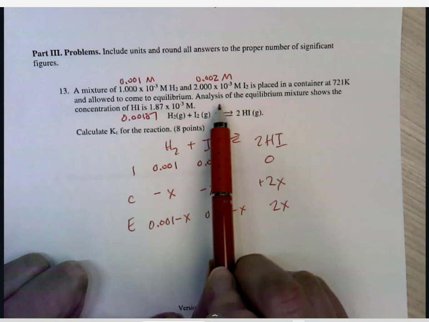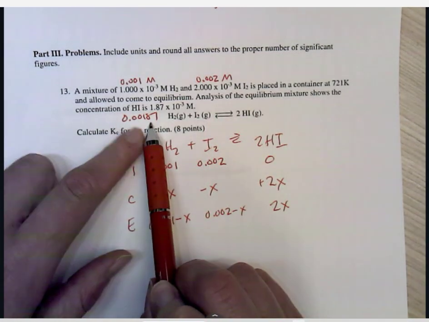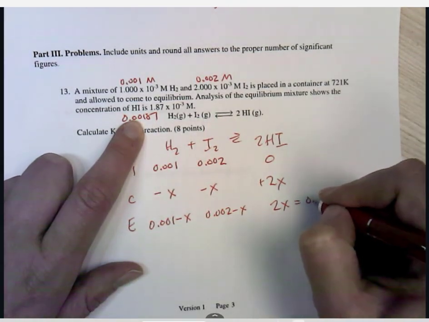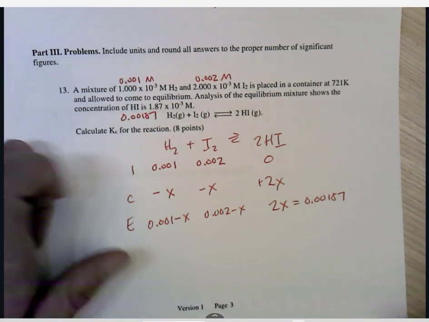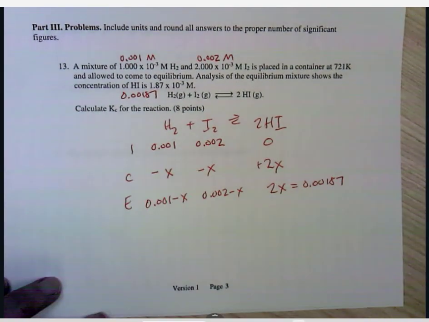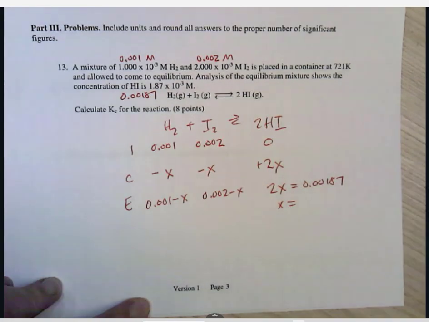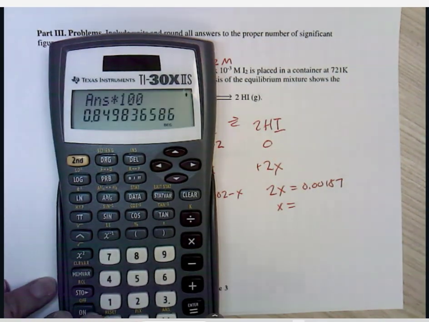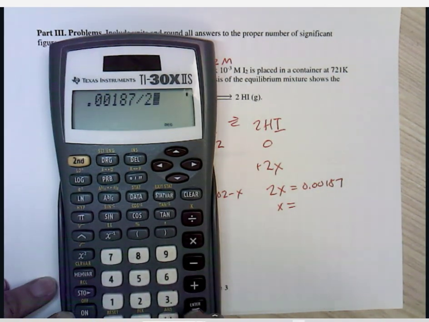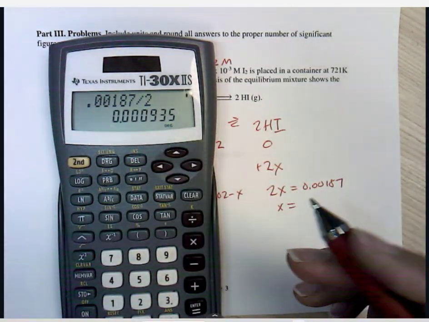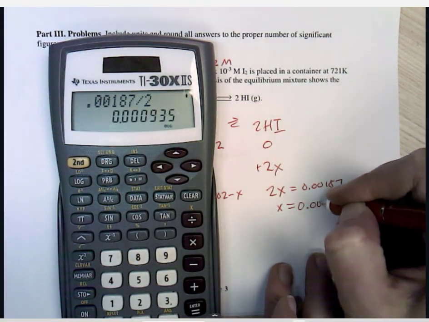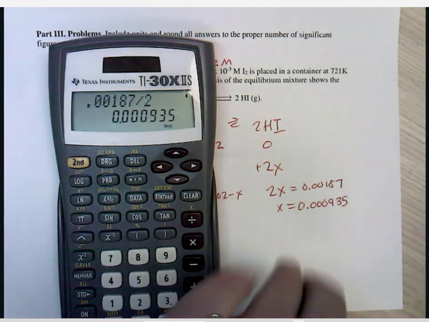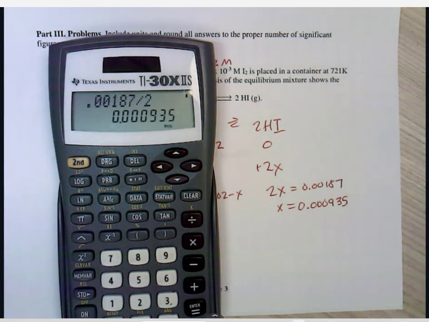And then at equilibrium, I do know one other piece of information. I know this is equal to 0.00187. So now I can figure out what x is by dividing. Now I've committed to longhand. I'm regretting it. I should have stayed in scientific notation.